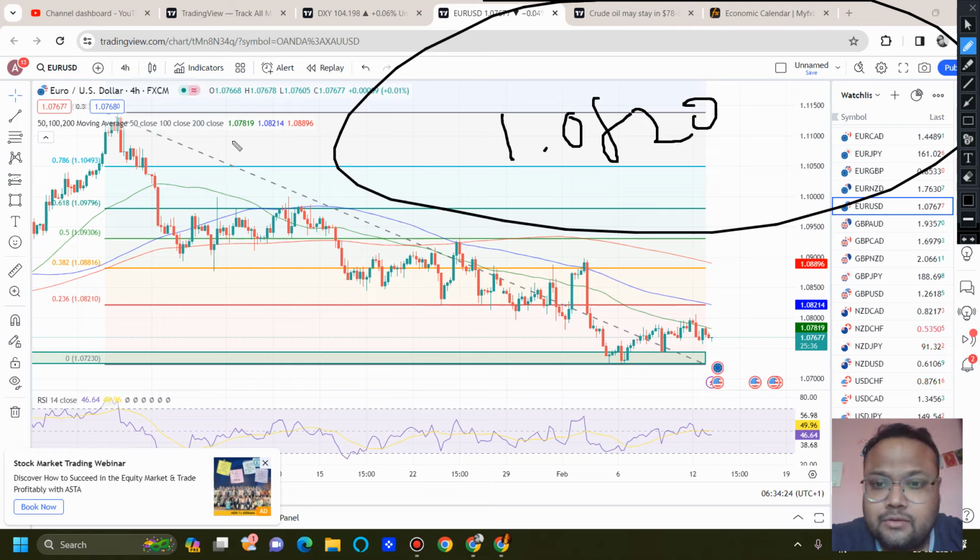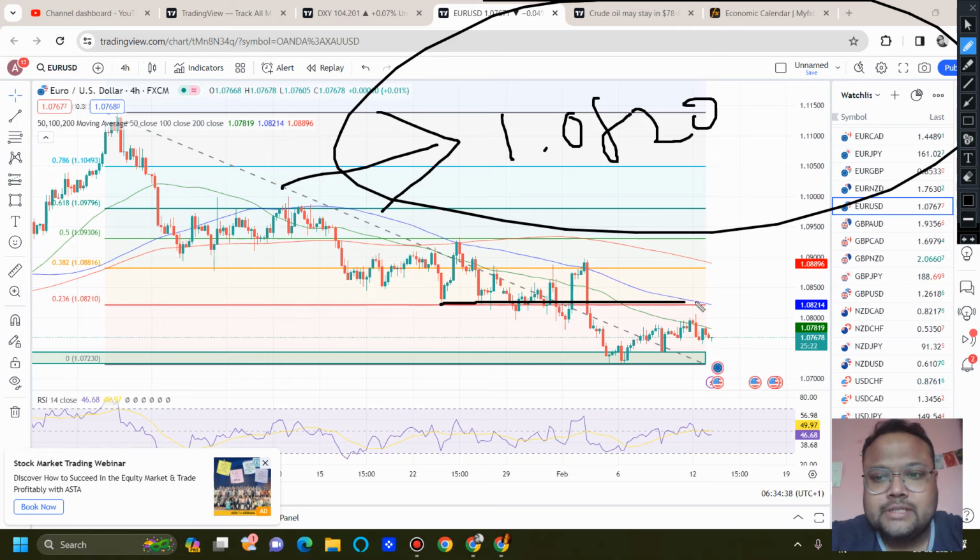Euro USD is still forming lower lows and lower highs. So taking a sell at resistance is the best and safest form of trading here. Before news, if we see Euro USD going up, we can look for a sell position around this area because of previous support acting as resistance.